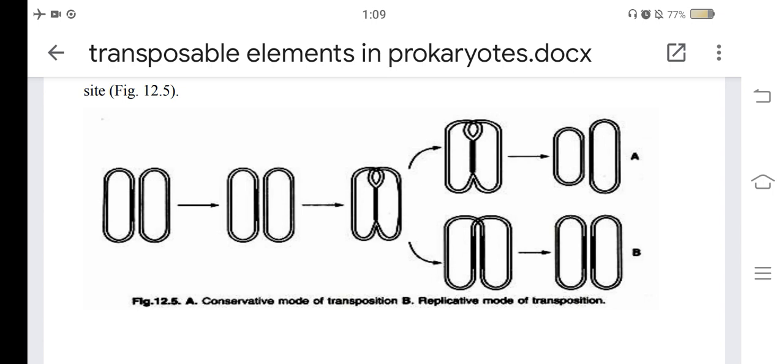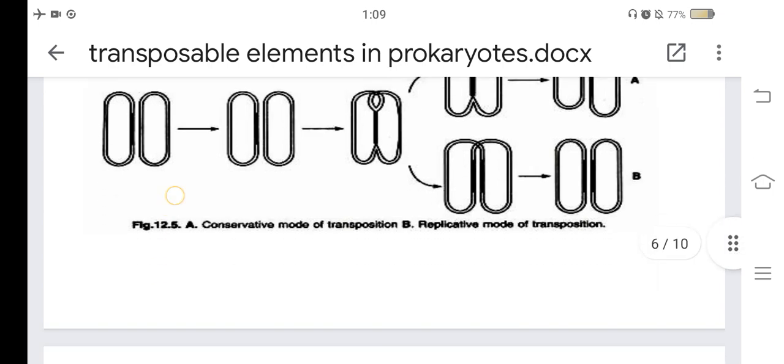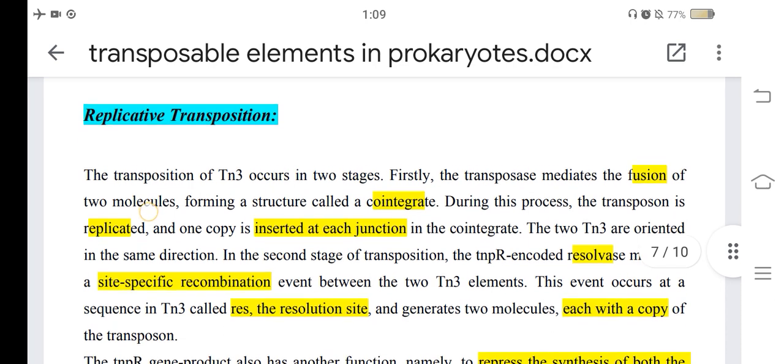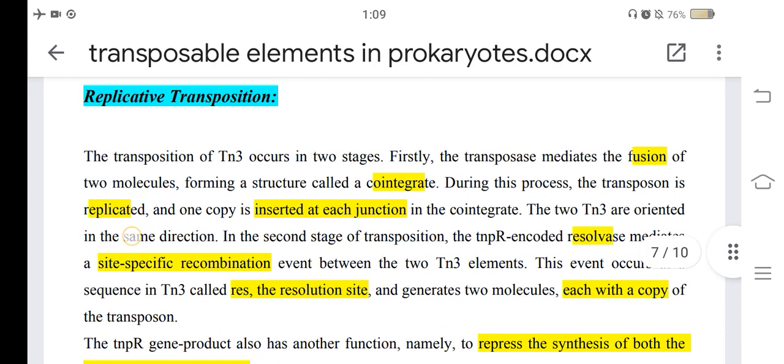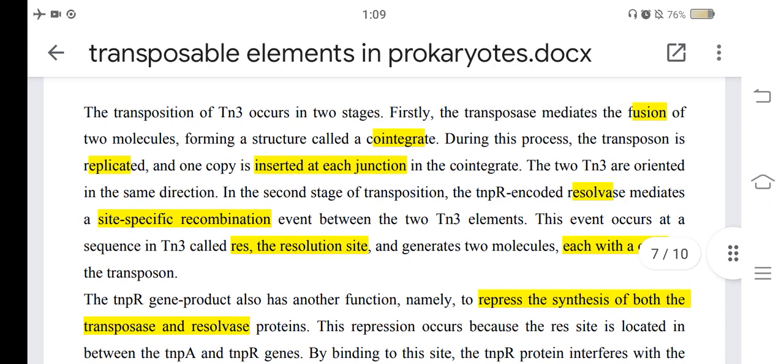Conservative mode of transposition, replicative mode of transposition. Then, replicative transposition. The transposition of Tn3 occurs in two stages. Firstly, the transposase mediates the fusion of two molecules forming a structure called a cointegrate.